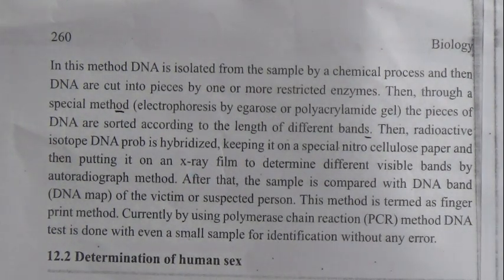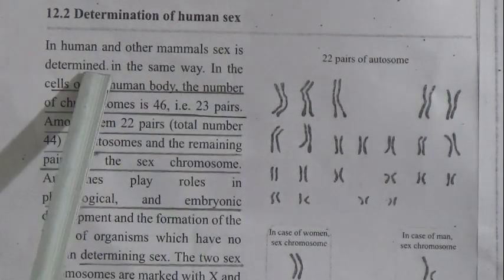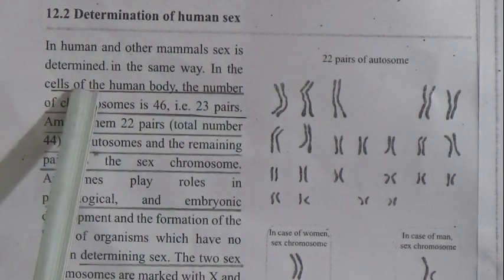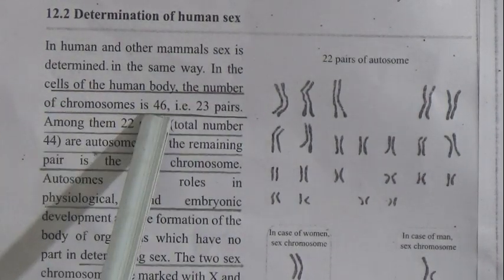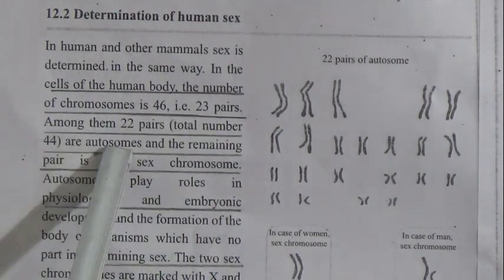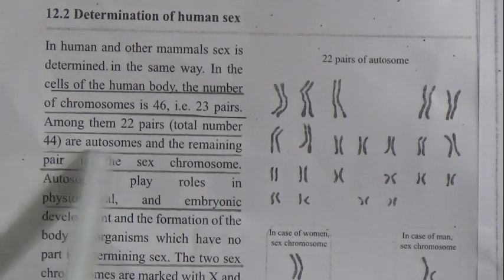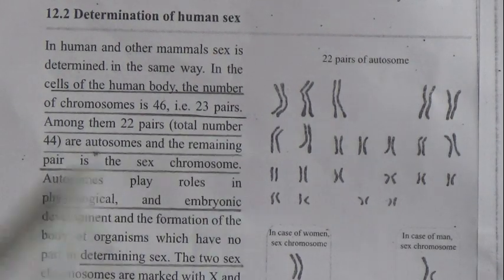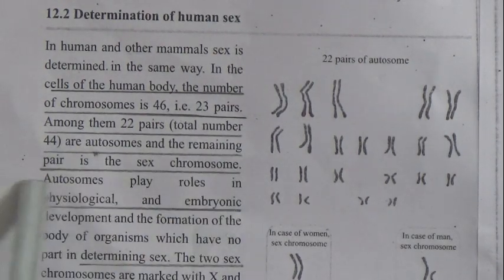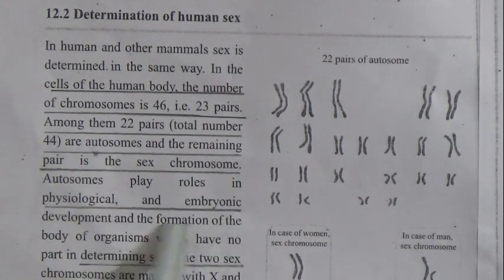Now next is the determination of human sex. In humans and other mammals, sex is determined in the same way. In the cells of the human body, the number of chromosomes is 46, that is, 23 pairs. Among them, 22 pairs, a total of 44, are autosomes, and the remaining pair is the sex chromosomes. Autosomes play a role in physiological and embryonic development and the formation of the body of organisms, and have no part in determining sex.